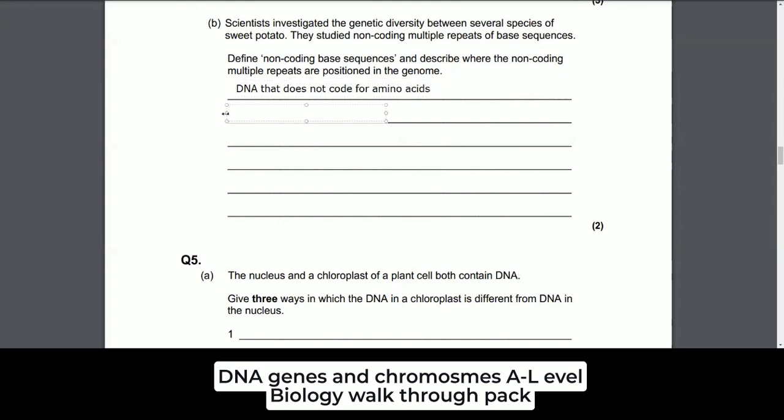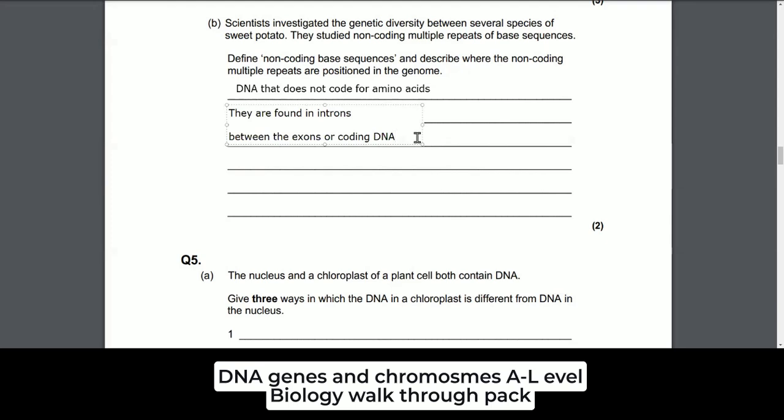Now, the second mark is, where do you find these repeats? They are found in introns. So you only really get these in eukaryotic cells like sweet potatoes, which is a plant. So we find them in introns. We can say between the exons or coding DNA. So you're going to find them in between the genes that code specifically for amino acid sequences and polypeptides. You're going to find the introns in between those.